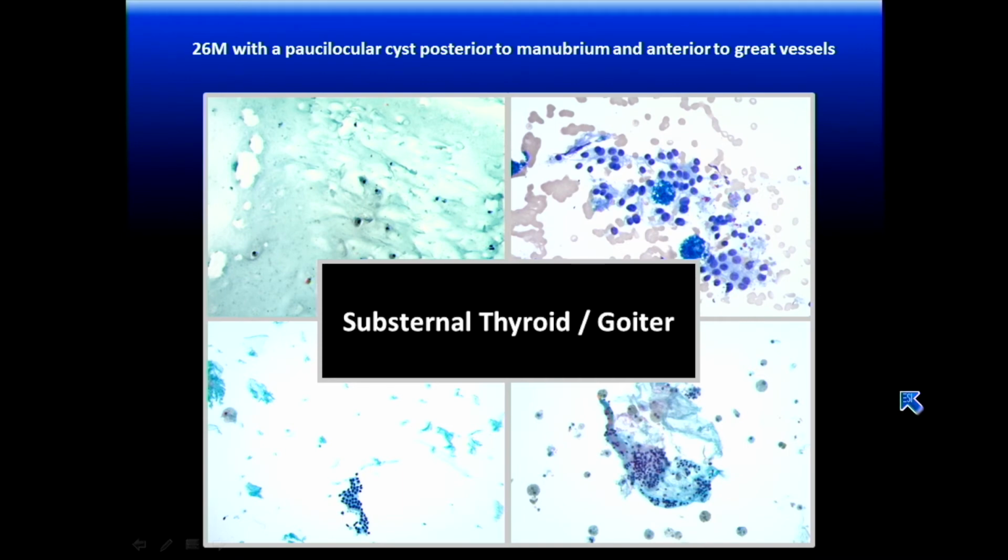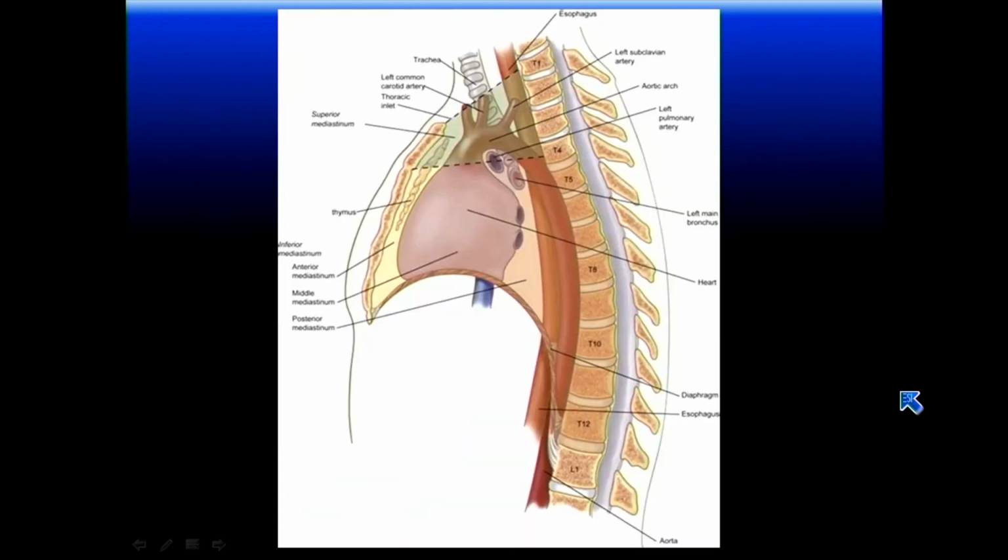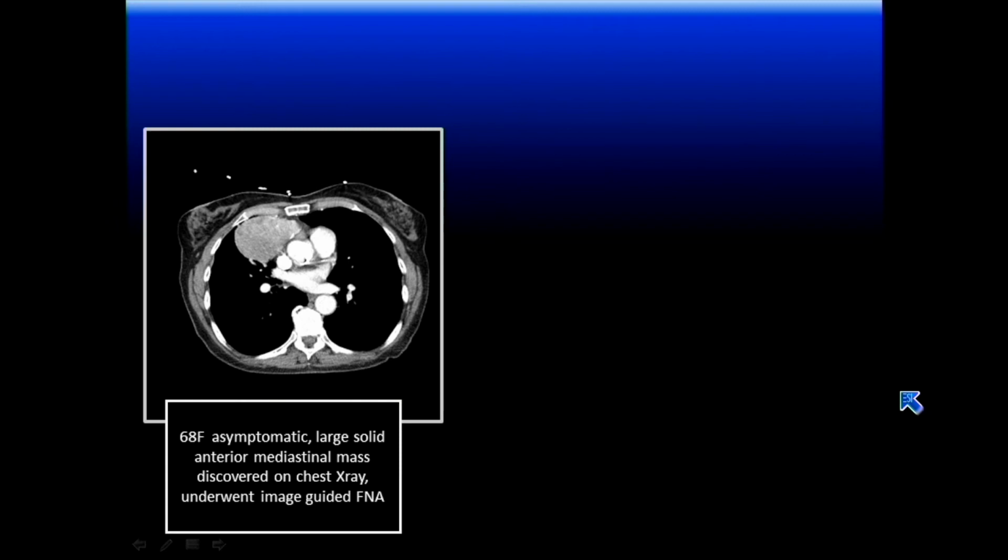You know, it's not a germ cell tumor or any of those other things that would be in the differential diagnosis. So here's a 68-year-old woman with an asymptomatic large solid anterior mediastinal mass, this big goober here. It's discovered on chest x-ray, so she has no symptoms from this lesion.